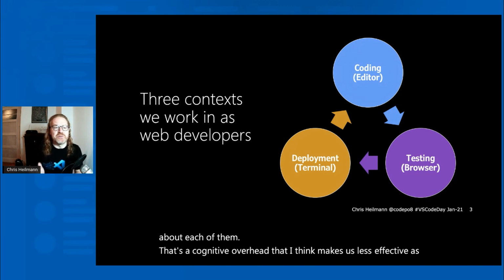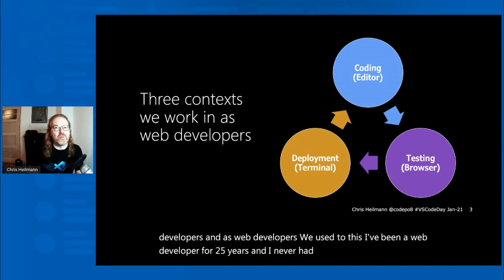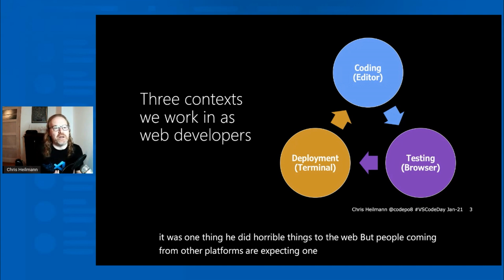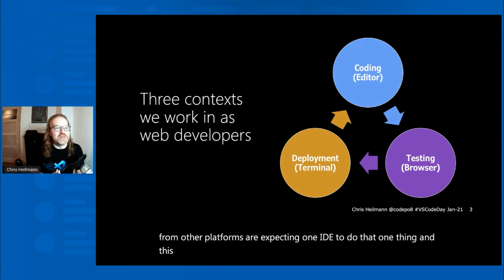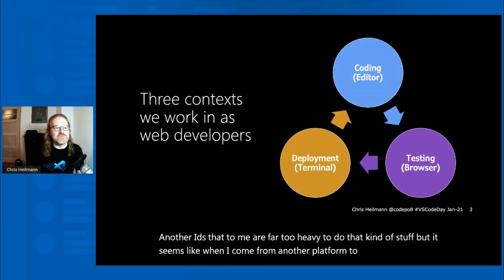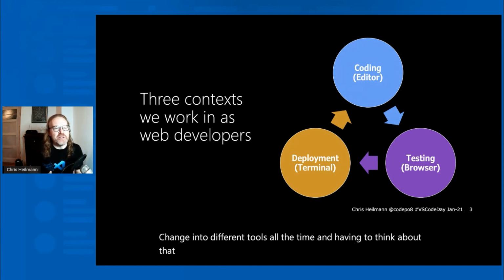And as web developers, we're used to this. I've been a web developer for 25 years, and I never had one thing that did it all. And if it was one thing, it did horrible things to the web. But people coming from other platforms are expecting one IDE to do that one thing. And as Eric explained this morning, VS Code was never meant to do that. And other IDEs that, to me, are far too heavy to do that kind of stuff. But it seems like when I come from another platform to the web, because of that change into different tools all the time and having to think about that, it seems like the web tooling space is less effective than the other places. And that's sad, because the web is actually quite great, and I'm very happy to be part of it.